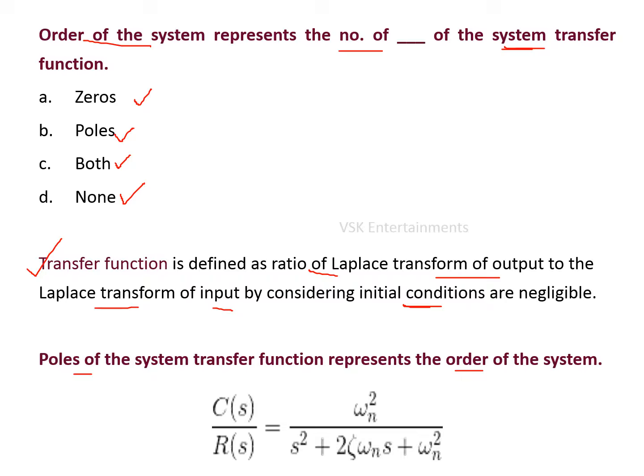For example, consider transfer function C of S by R of S. Okay. In this transfer function, the denominator term represents the characteristic equation, and the power of S represents the order of the system, and this order represents the poles. So for this bit the answer is poles.